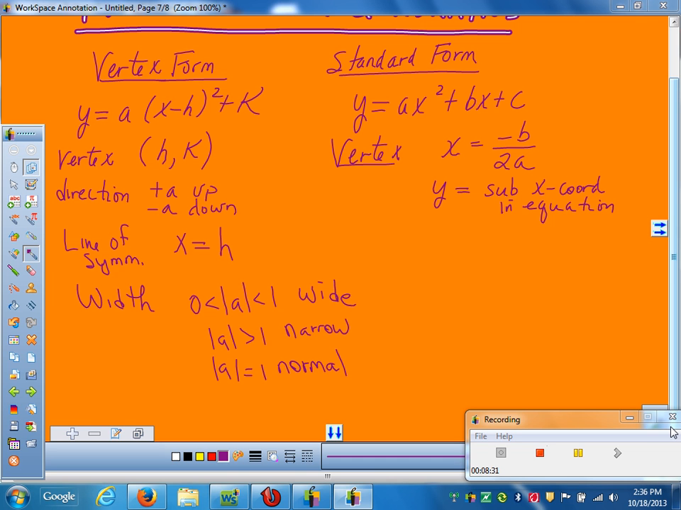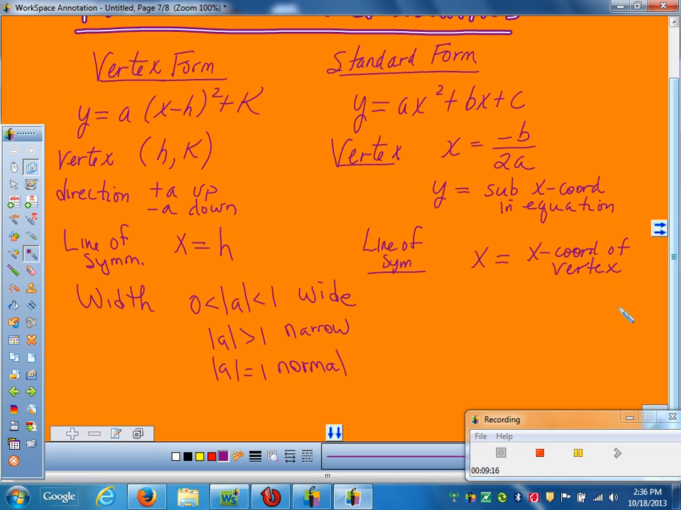Will the rest of this stuff change? Can I still find the direction by looking at a? Will we still know whether a was a positive number or a negative number? Yep. So you can still get the direction by looking at a, that first number. The line of symmetry is still h, that first coordinate. If you want to write it out the way we did the other day, it's going to be x equals the x-coordinate of the vertex, whatever you got for the x-coordinate of the vertex, that's where the line of symmetry is going to go.